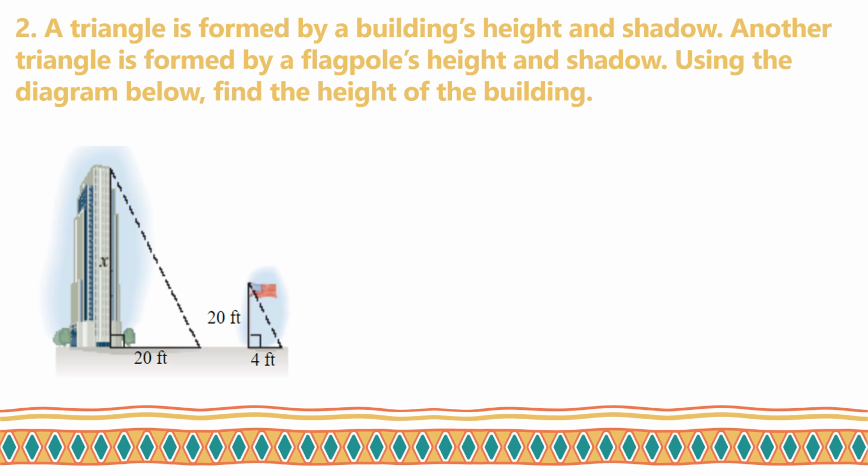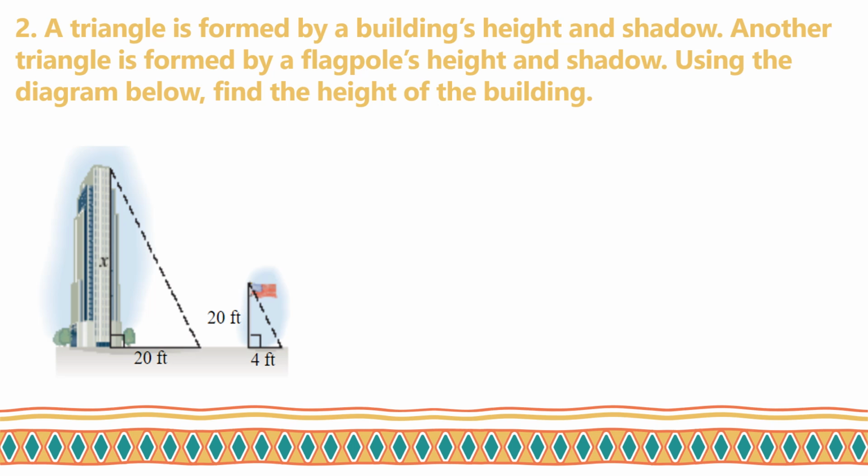Right, and here we've got an example of an application problem. So just a little word problem with similar triangles. It says a triangle is formed by a building's height and shadow. Another triangle is formed by a flagpole's height and shadow. Using the diagram below, find the height of the building.